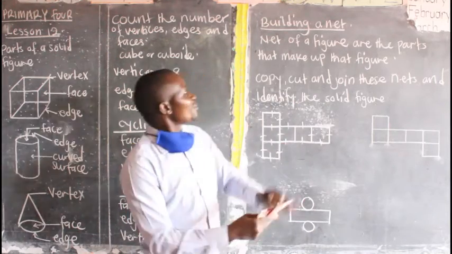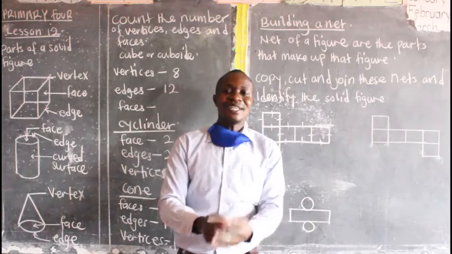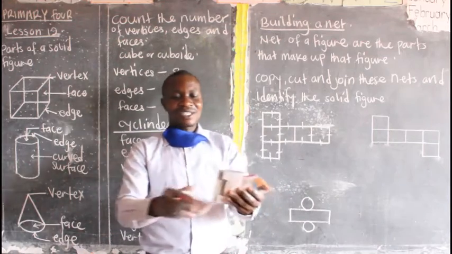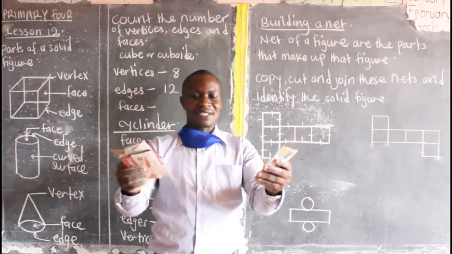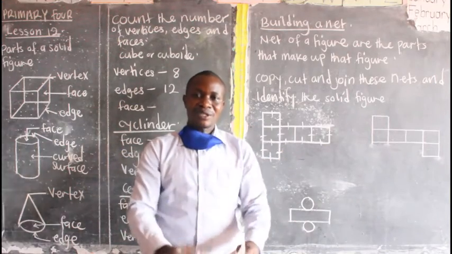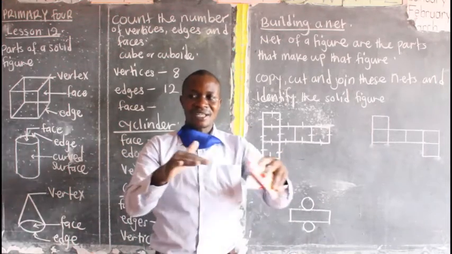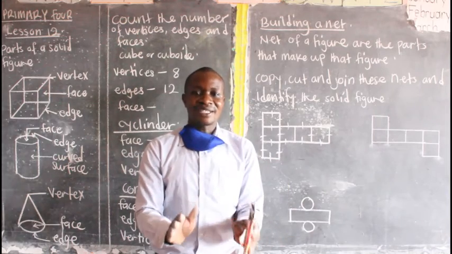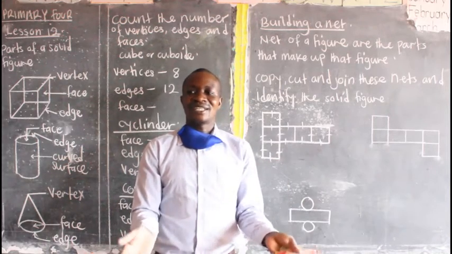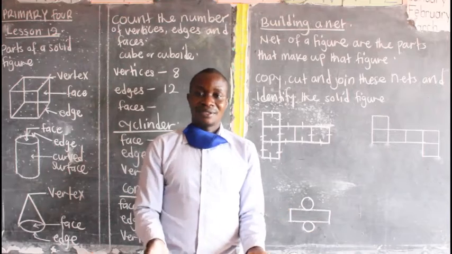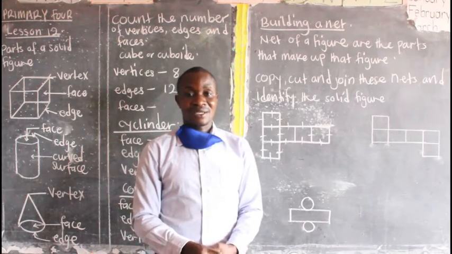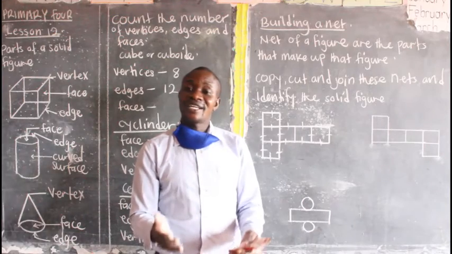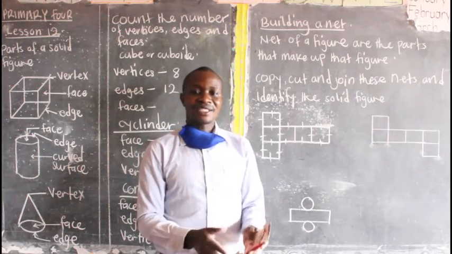So we are talking of building a net, meaning they have given you parts of this nature. Then after being given these parts, you correct them. When you correct them, you begin packing them until you come up with that figure. Those are the parts of a figure. That's what we call nets. A net of a figure. They are the parts which form that figure.